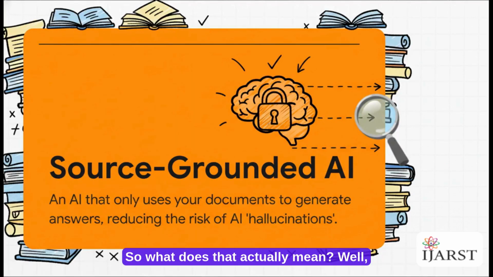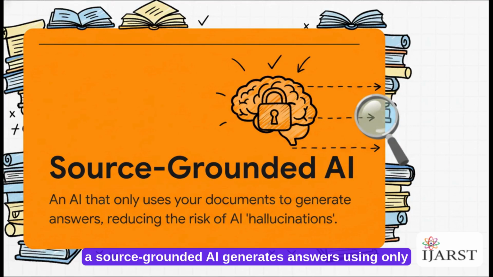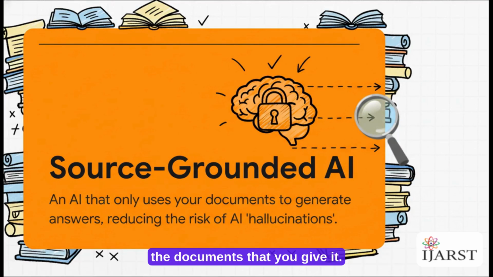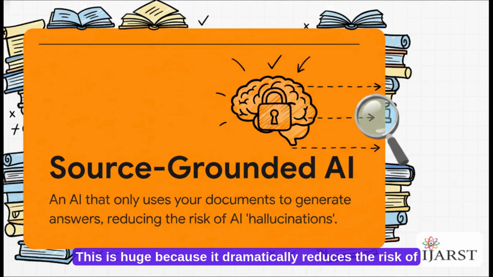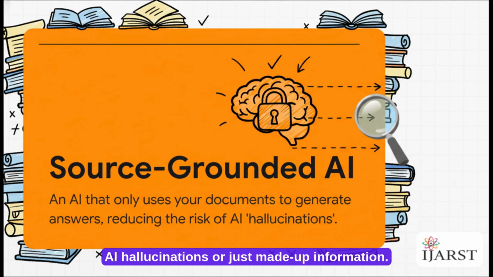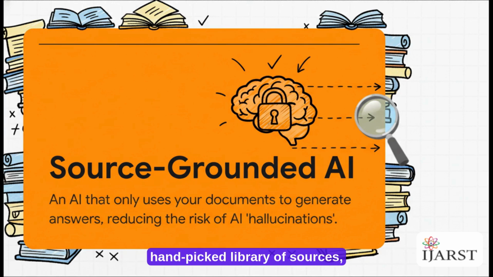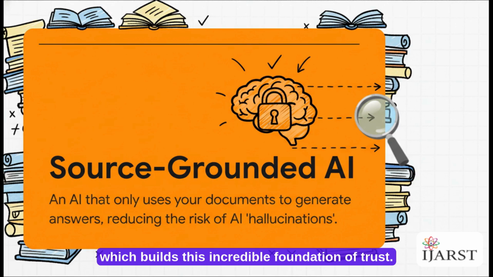So what does that actually mean? Well, a source-grounded AI generates answers using only the documents that you give it. This is huge because it dramatically reduces the risk of AI hallucinations or just made-up information. The AI's entire world is limited to your handpicked library of sources, which builds this incredible foundation of trust.